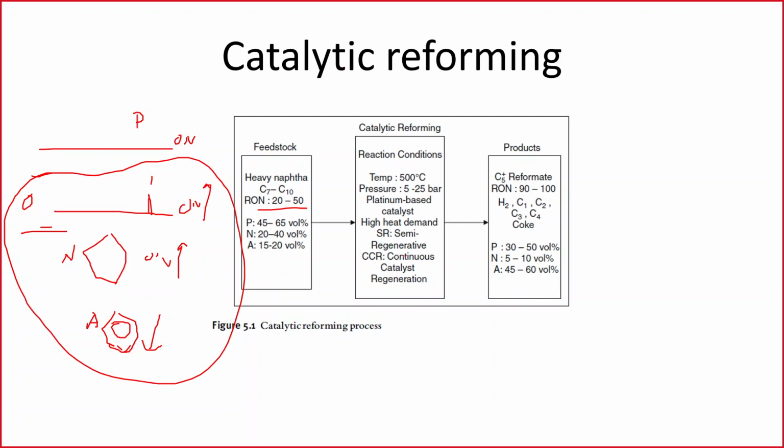So depending on the type of the feedstock, how much octane number you need, and what type of components you want to make, you can play around with temperature, pressure, and the type of the catalyst. But this is typical for the reformers. This is a platinum catalyst, very expensive. It is a fixed bed.